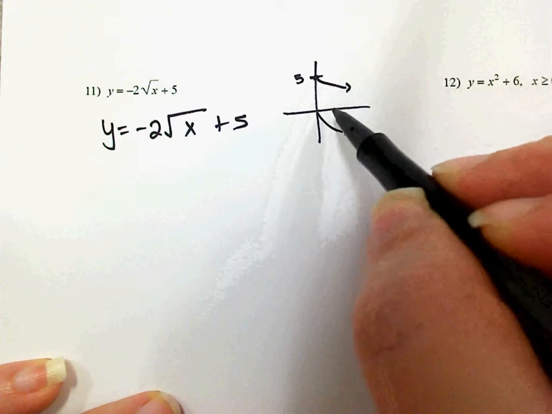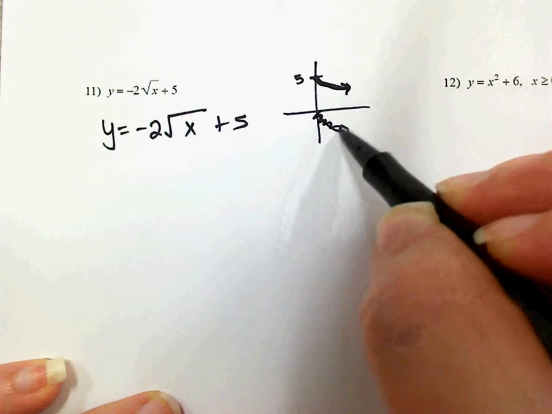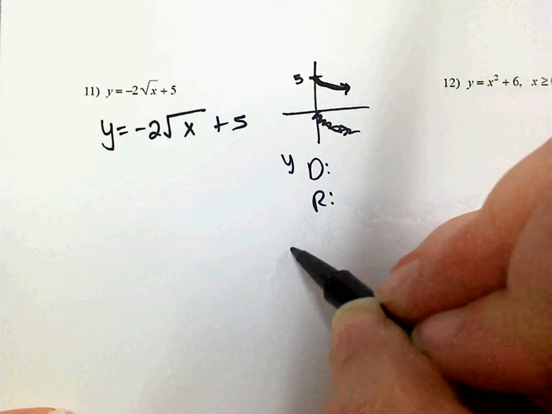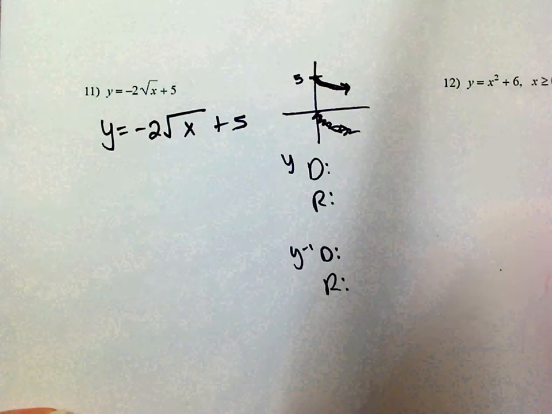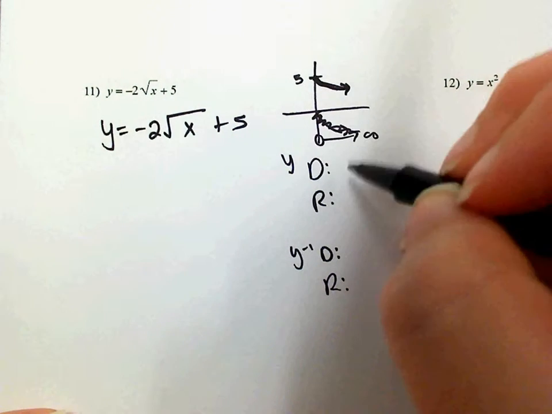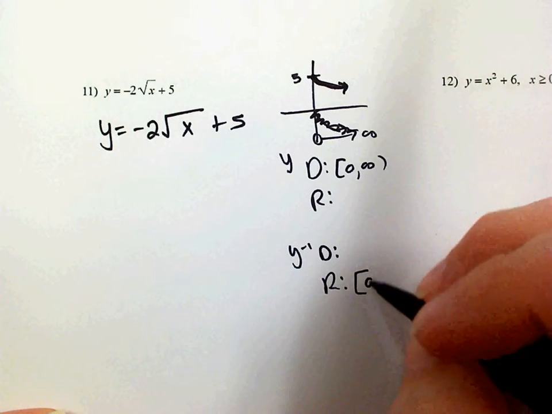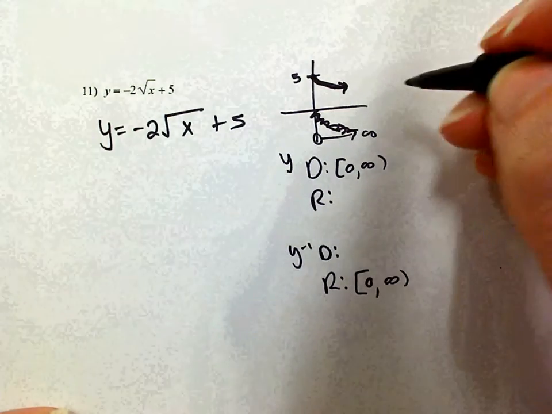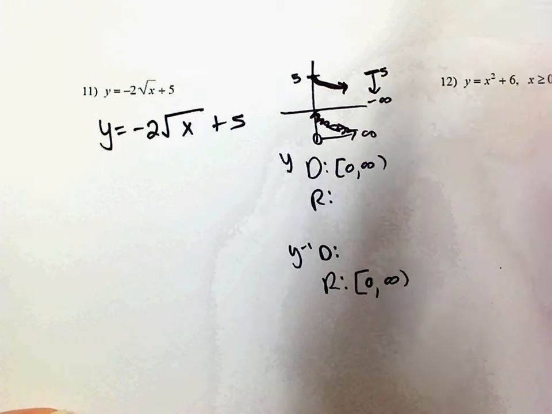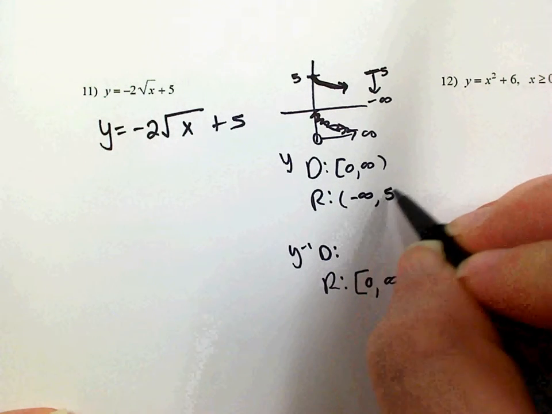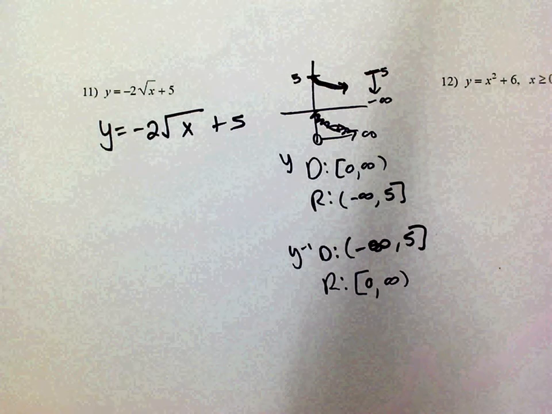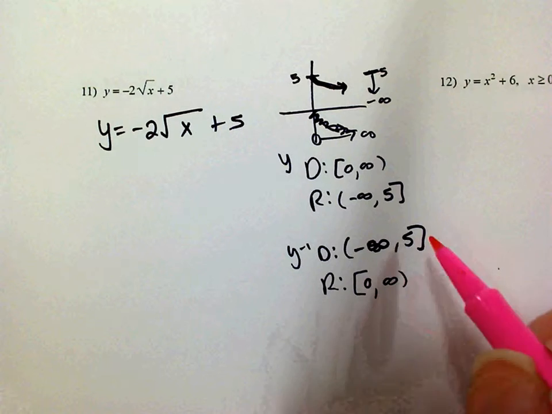Okay, so let's do domain and range. Okay, so domain is left and right, so the farthest to the left it goes is 0, and it goes all the way to infinity. Range is low to high, so the lowest it goes is negative infinity because of this arrow, but the highest it goes is 5. So negative infinity to 5. Okay, that is our domain restriction, and we'll have to use that in just a minute. If you start with a radical, you're going to have a domain restriction.